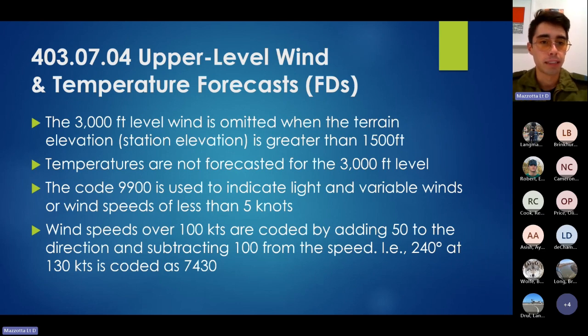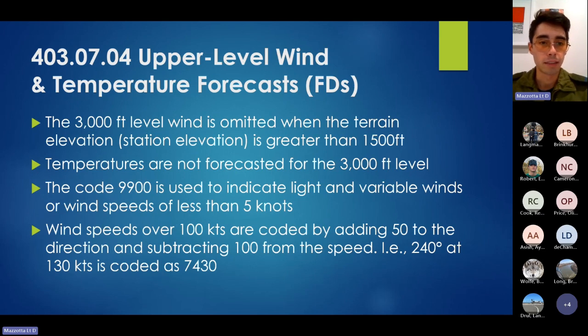For 3,000 foot level winds, the wind is actually going to be omitted when the ground level is greater than 1,500 feet. So for example, at Villeneuve Airport, we are 2,250 feet above sea level. So when we look at the upper wind reading for Edmonton, we have no winds for 3,000 feet because that's only about 800 feet above us. So it's going to be pretty similar to what the surface winds could be. That is usually the expectation there. But again, we still look at what the upper winds at 6,000 feet would be and also plan for those. Temperatures are not forecasted for the 3,000 foot level, like I had mentioned.